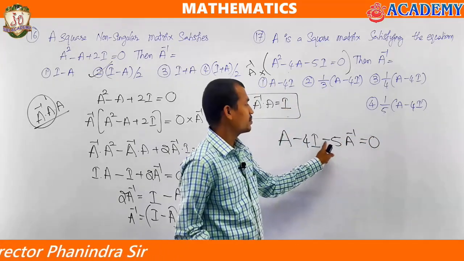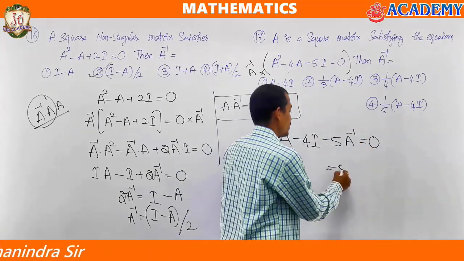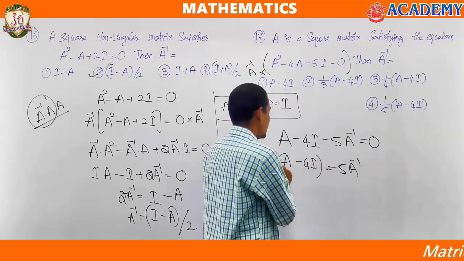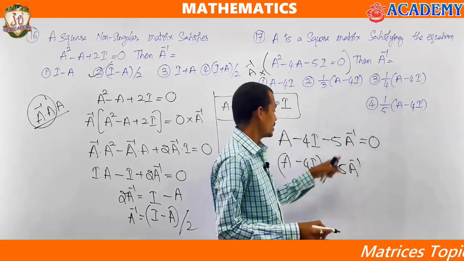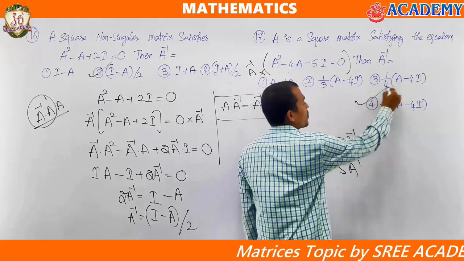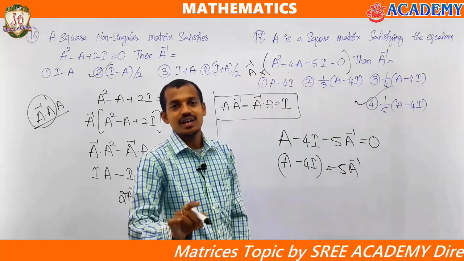By seeing, we can say minus 5 this side, it's going to be plus 5A inverse equal to A minus 4I. You want only A inverse, so if you take this 5 this side, it's going to be 1 by 5 into A minus 4I.